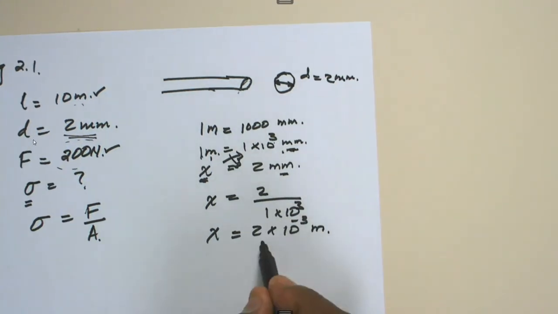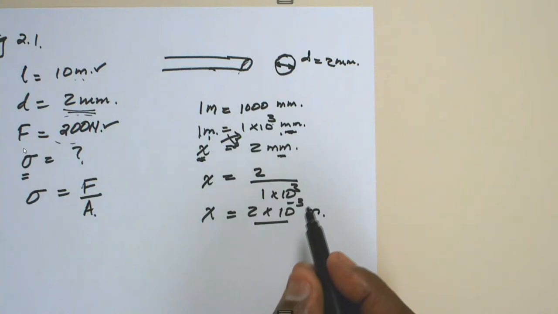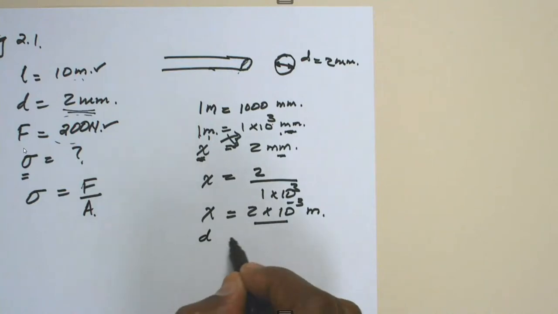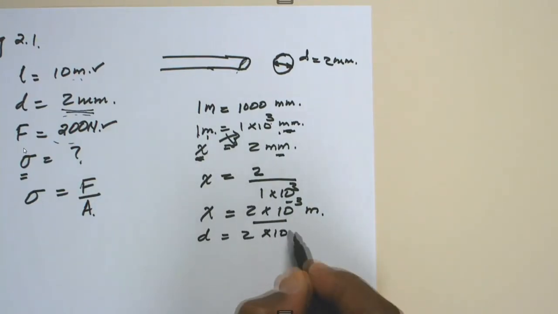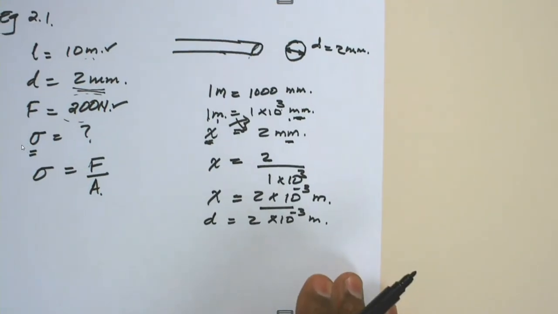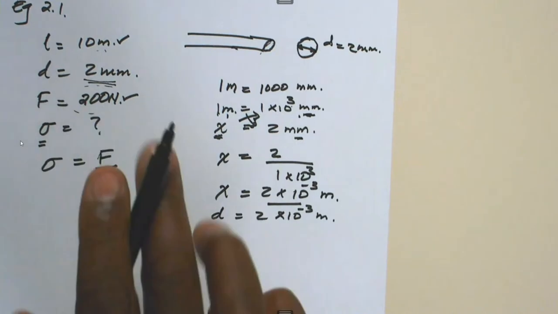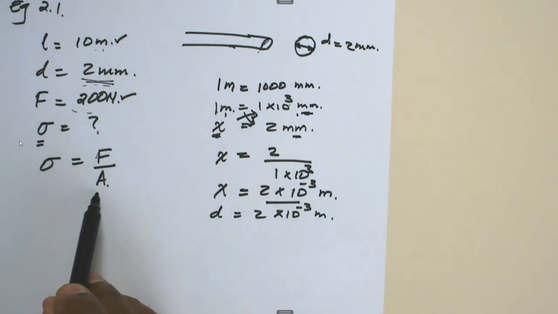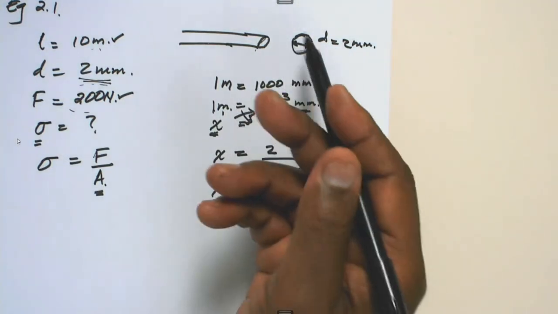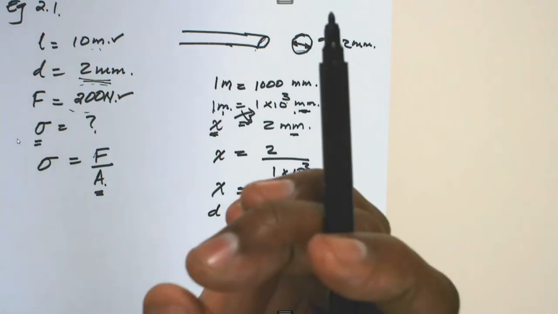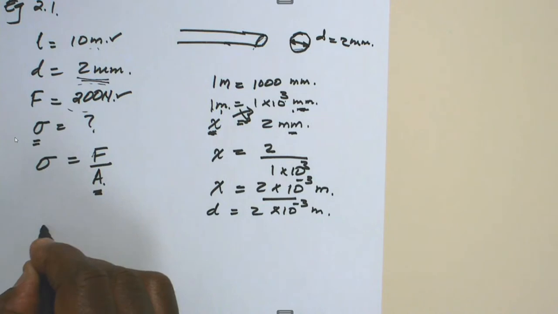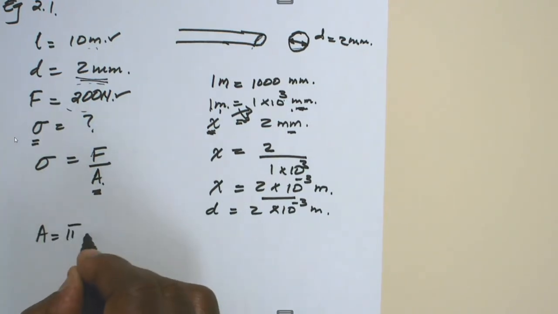But remember that this 2 × 10⁻³ is just the diameter. What do we have to do? We have to calculate the area, but this is because it is a cylinder, or you can say it's a circle. The cross-sectional area is a circle.